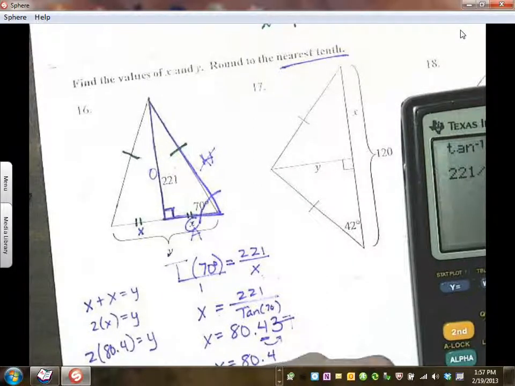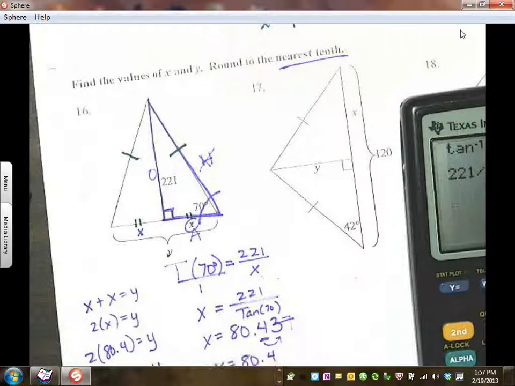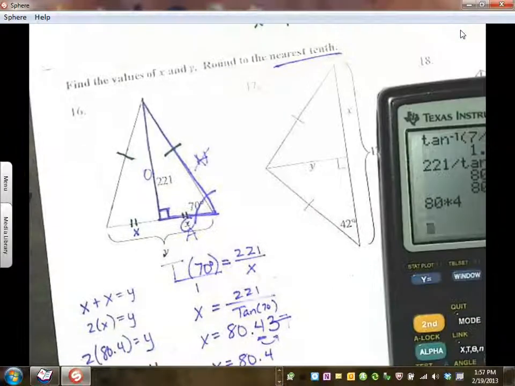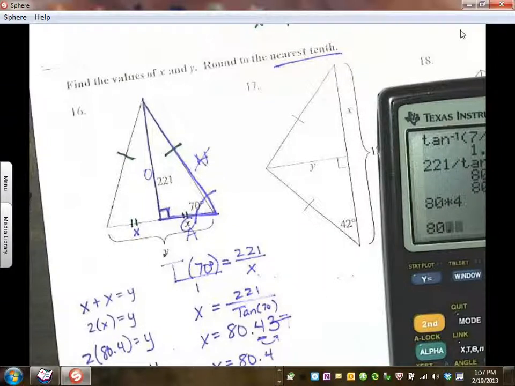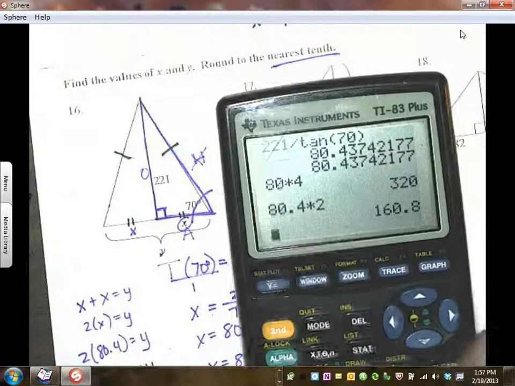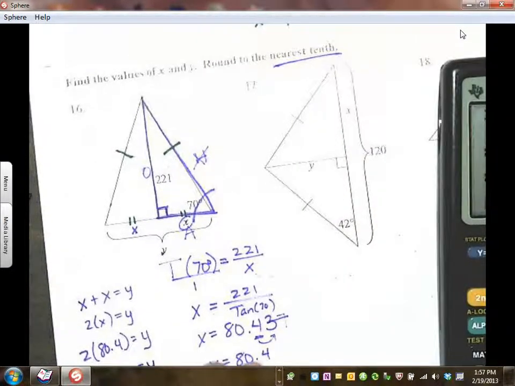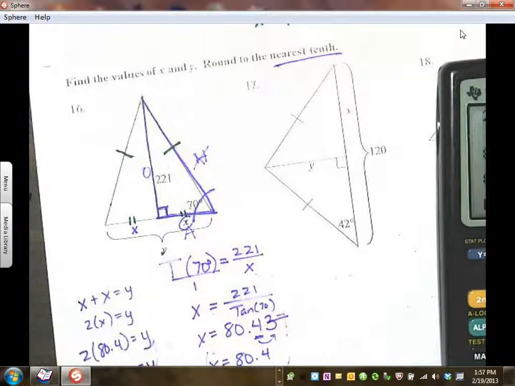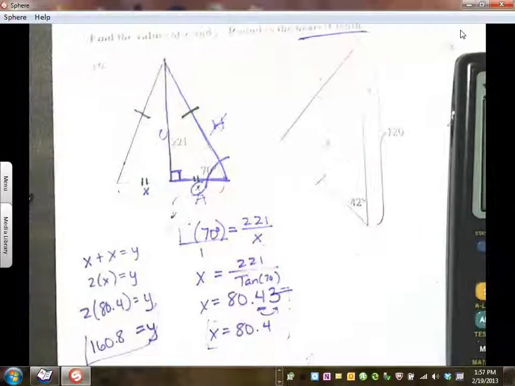And that means that y equals 80.4 times 2 is 160.8. I can't believe I had to do it on a calculator. Sometimes I feel a little ridiculous when I do that. So there are my two answers. Okay, does that make sense, everybody?